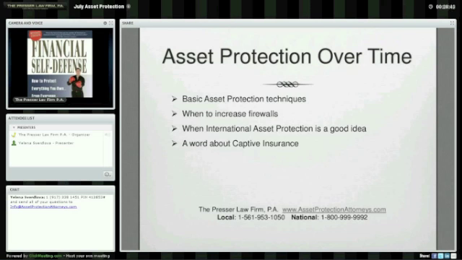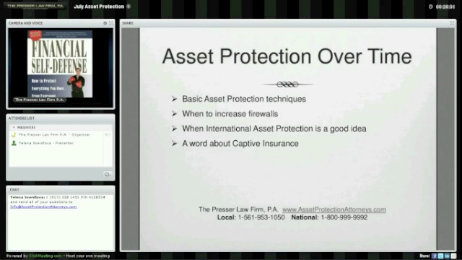Who knows? I have other clients who might be worth $1 million or $1.5 million, and they don't use international asset protection. The theory there is that it's usually someone who's in their mid to late 80s. They don't drive. They don't own businesses. They don't own real estate. They really have as close to zero liability as possible.